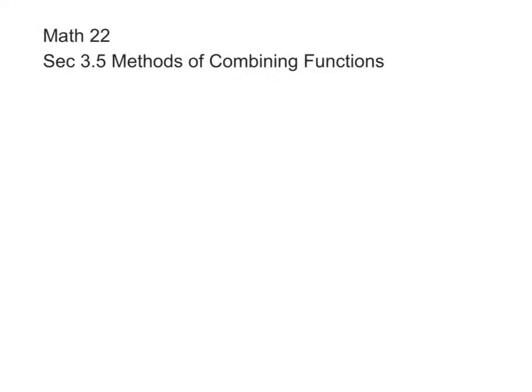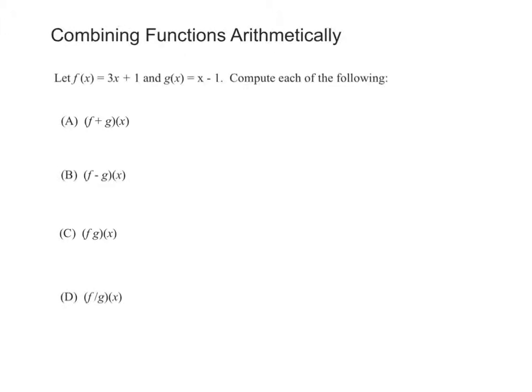Section 3.5 is all about ways of combining functions. We'll start with combining functions arithmetically, just regular addition, subtraction, multiplication, and division. Here's an example where f of x is 3x plus 1 and g of x is x minus 1. We'll start with addition. To add two functions together, you just add the singular terms together.